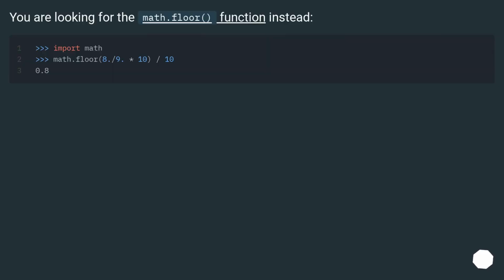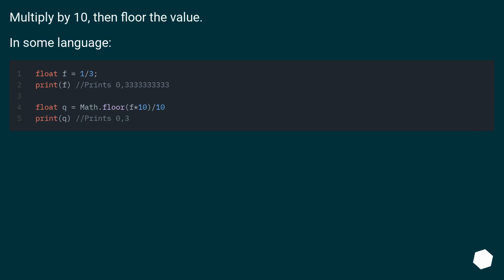You are looking for the math.floor function instead. Multiply by 10, then floor the value. In some language.